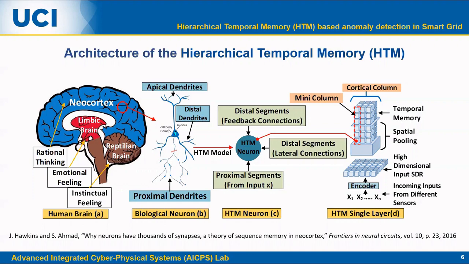On the right-hand side of this figure, you can see a single layer of the HTM. This single layer has an encoder, a spatial pooler, and a temporal pooler. These three are the main components of the HTM layer. We are going to explain in detail these three basic building blocks of the HTM single layer in the following slides.